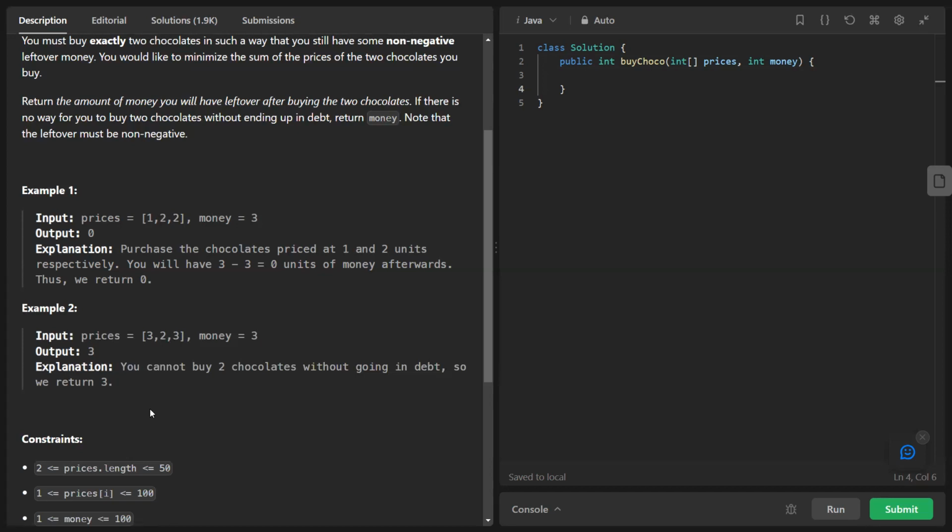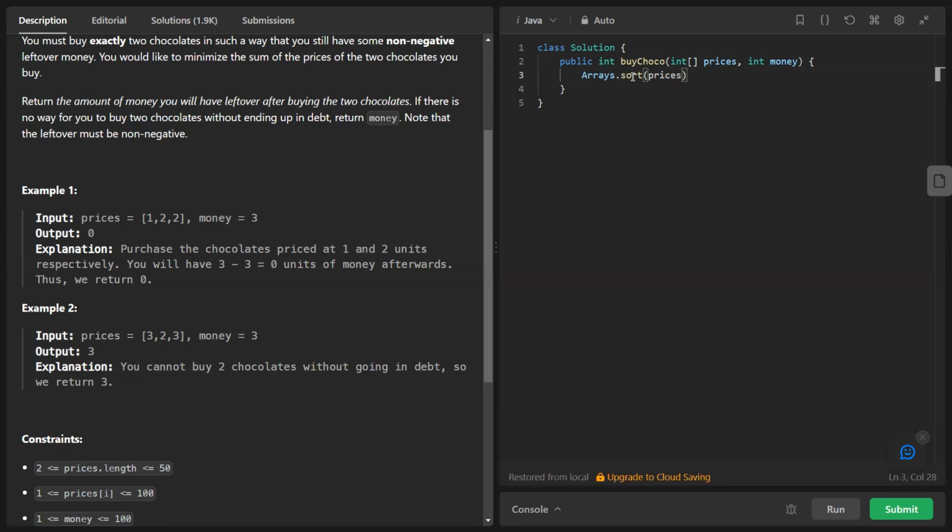I will solve this problem with two approaches. The first approach is very simple. We want to get the least two elements from the array. One way to get these least two elements is to sort the array. Let's do that first. So Arrays.sort, and here I'll pass the array.